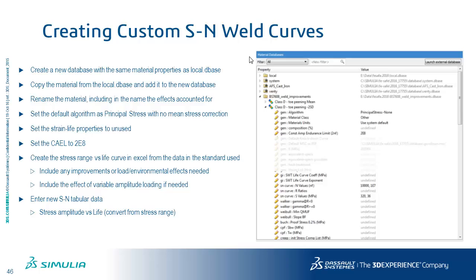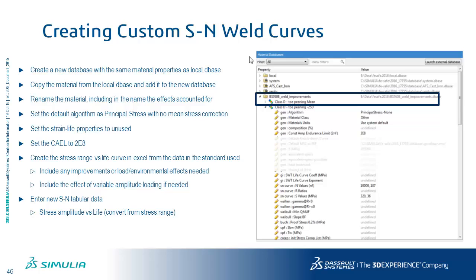first of all you need to create a new database to store your materials. Then the easiest way is to just pick a material from one of the existing ones and copy it to have a starting point. Renaming the material, of course, including the weld class, any effects accounted for, and so on.